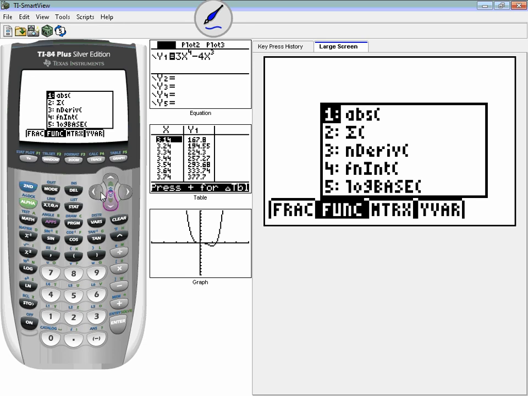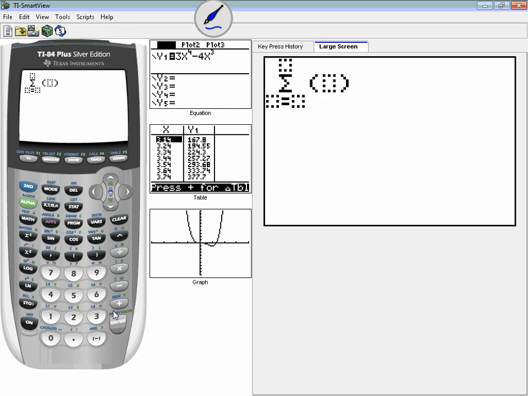So I'm going to arrow down, pick the sigma, and look at how nice that is. It looks exactly like what we've been writing. You just have to plug in the values. So x is easy to use, so that's the variable I'm going to use. And then in our problem, it was 1 to 6, so I'm going to do 1, and then up here I'll do 6.